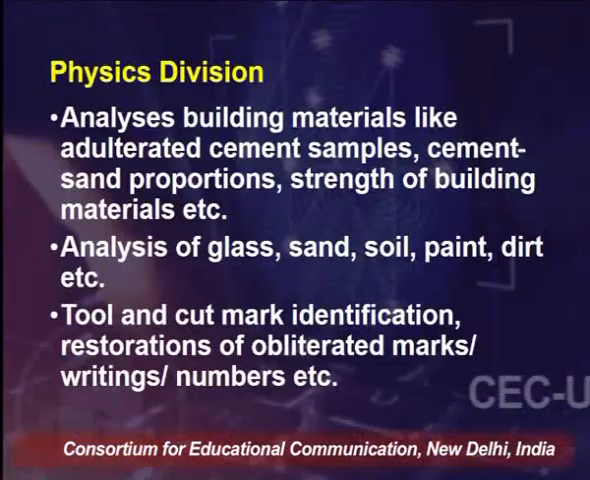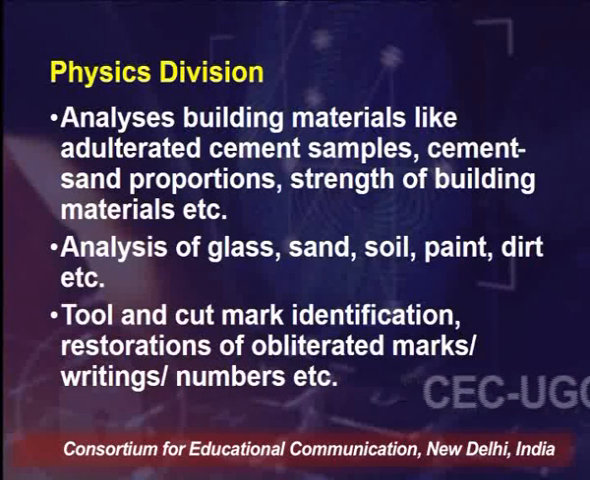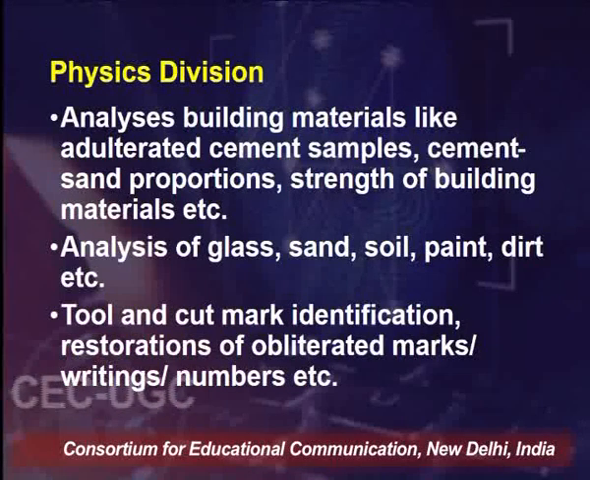In the physics division, we analyze building materials like adulterated cement samples, cement sand proportions, strength of building material, etc. We analyze glass, sand, soil, paint, dirt, and various tool cut marks, identification, and restoration of obliterated marks and written numbers. So the physics division takes care of cases where, supposedly, a person has changed their number plate, or has obliterated the previous number of the engine or the chassis number. With a chisel they have removed the previous number and put in a new number.